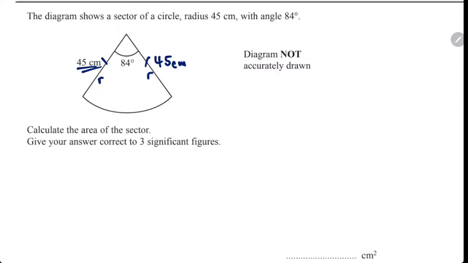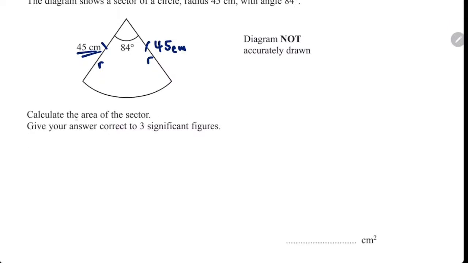Either way, before we even look at area or whatever they want, we first change our theta. Theta should always be in radians. So you take their theta, which is 84, you divide it by 180 degrees. Don't forget to do this. Divide it by 180, then you multiply by pi.